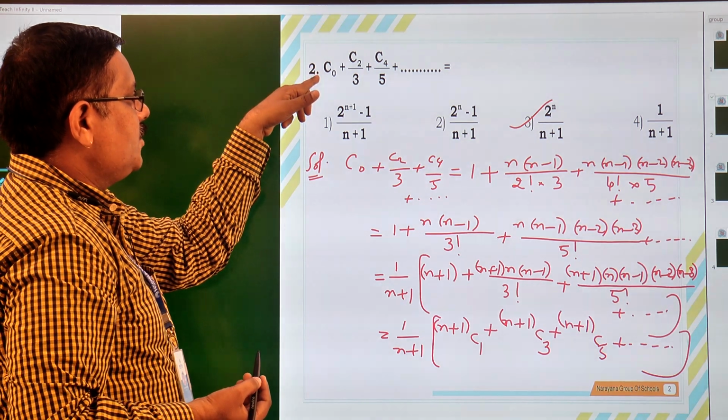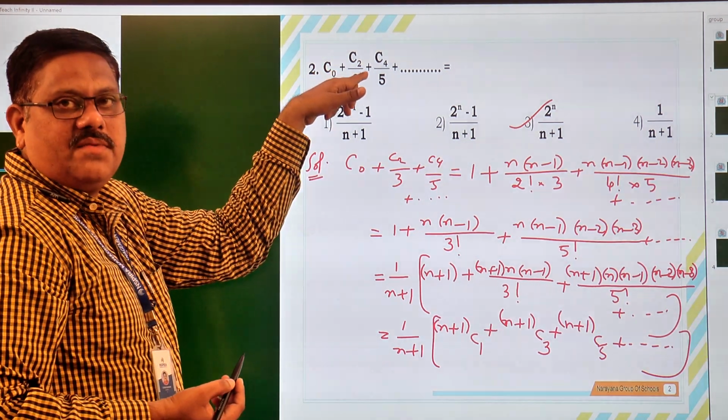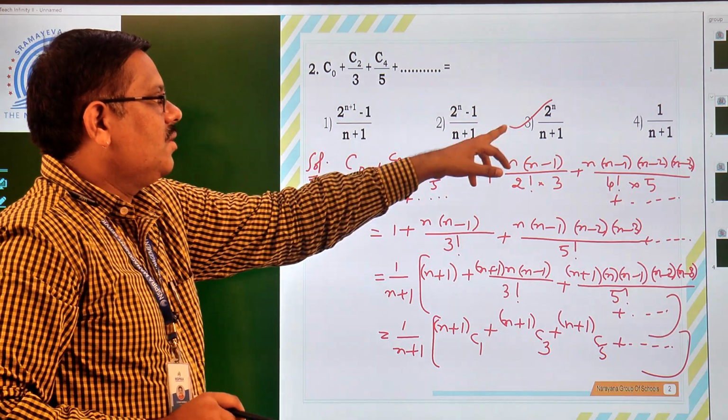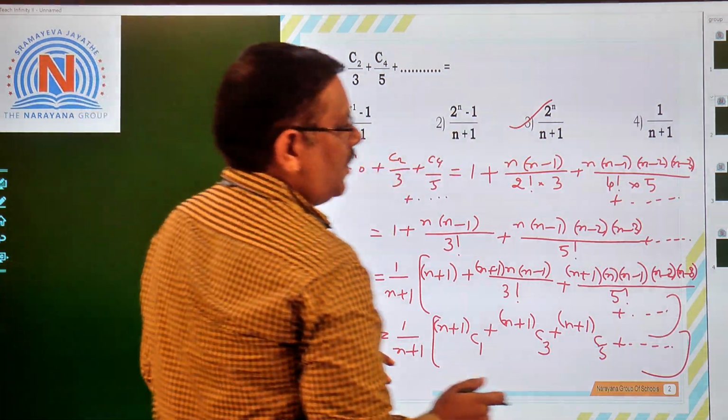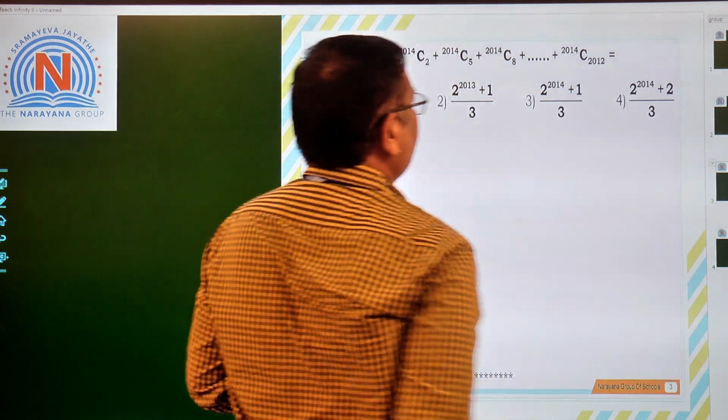So the value of C0 plus C2 by 3 plus C4 by 5 plus so on is equal to 2 power n by n plus 1. Now let us move to the next question.